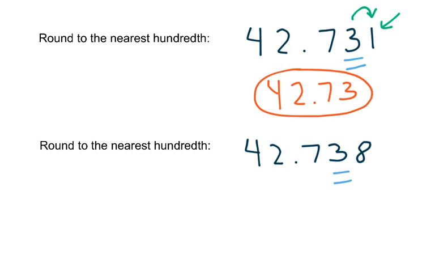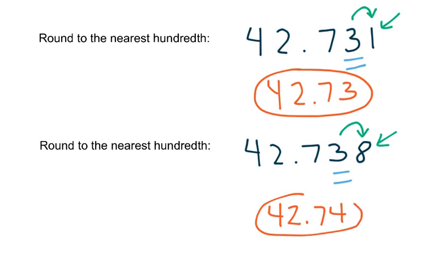The way we decide is look one space to the right of where we need to round. If that number is 5 or higher, we round up. If that number is 4 or lower, we round down. In this case, we have an 8. That is 5 or bigger, so we're going to round up, and our answer is going to be 42.74.